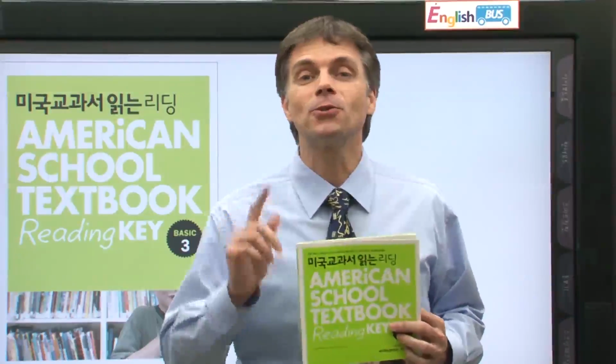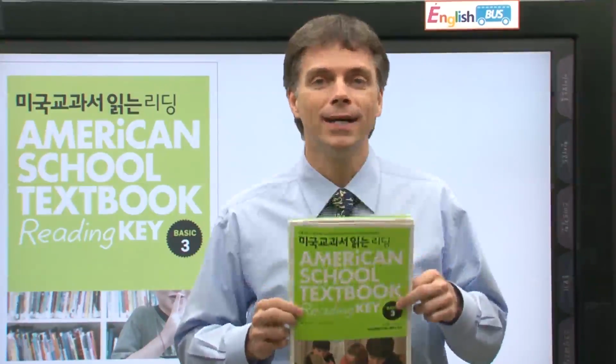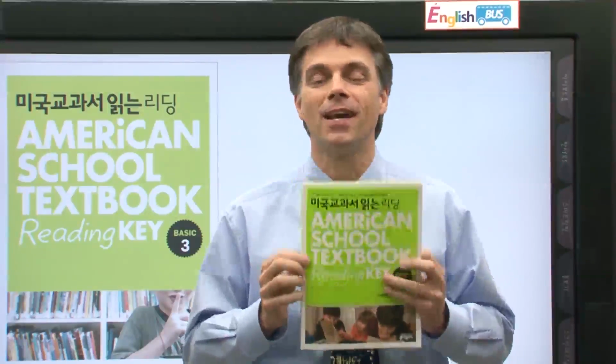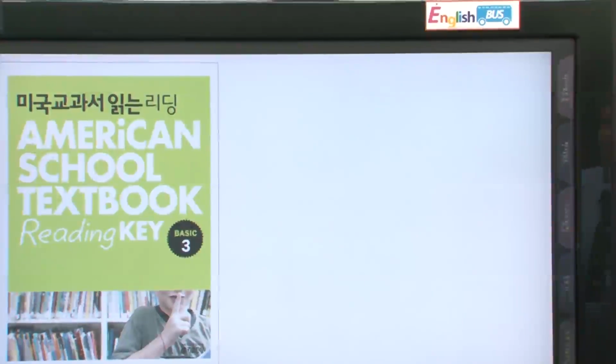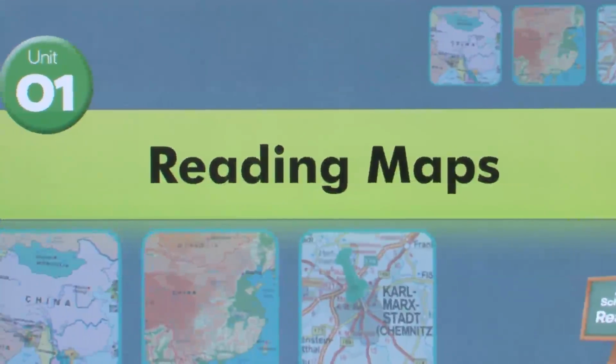Today is a special day because we're starting a new book, the AST Reading Key Basic 3. It's the last book in the Basic series. So let's open to Unit 1 on page 8, and let's have some fun. Unit 1, Reading Maps. Let's get going now and look at the keywords.